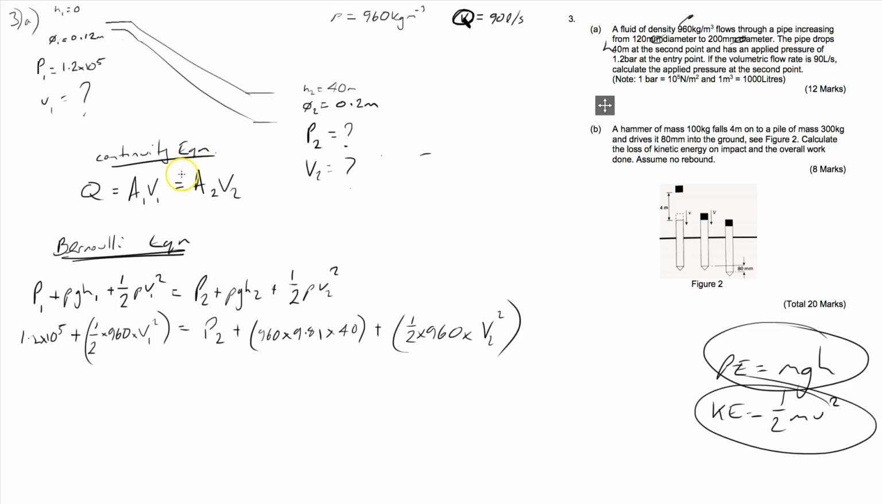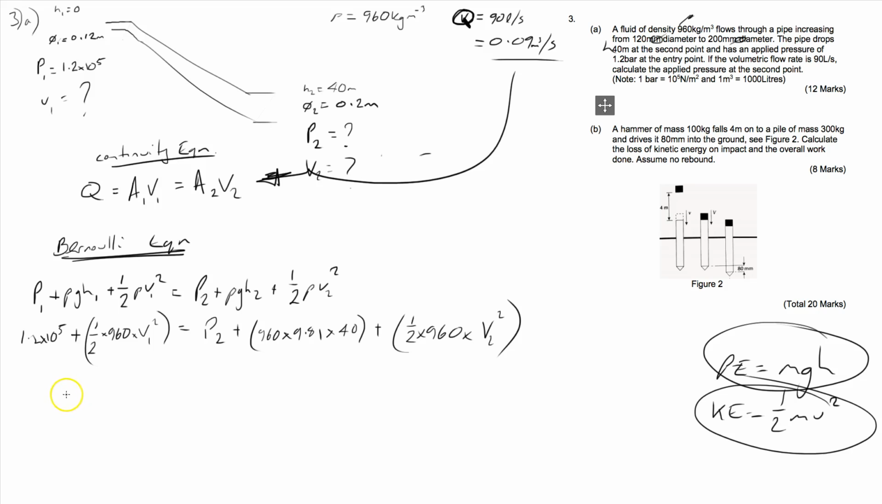So for this we're going to use the continuity equation. Now, just worth bearing in mind this little bit here, 90 litres per second, 1,000 litres. 90 litres is actually divided by 1,000, that's going to come out as 0.09 meters cubed per second. So we can plug that into this, hopefully, to find out A1 and V1. So let us do that now.